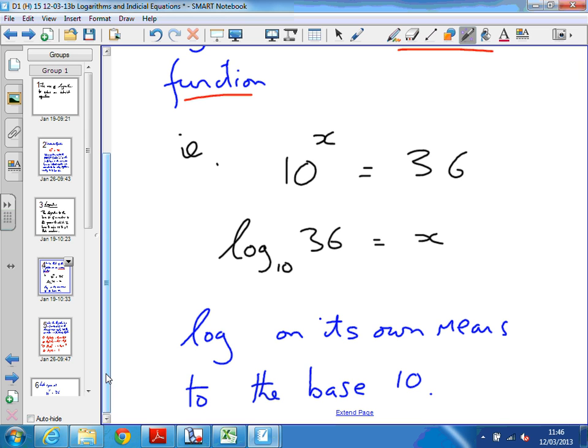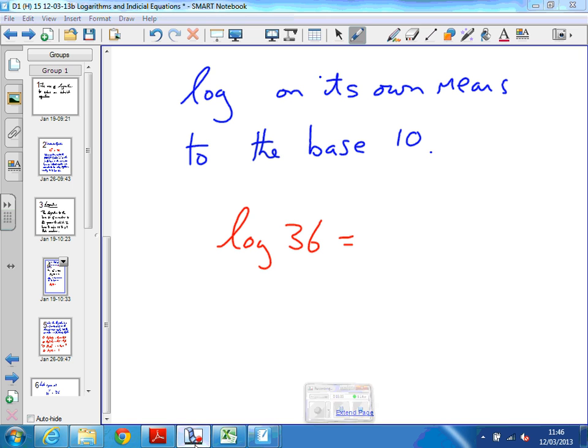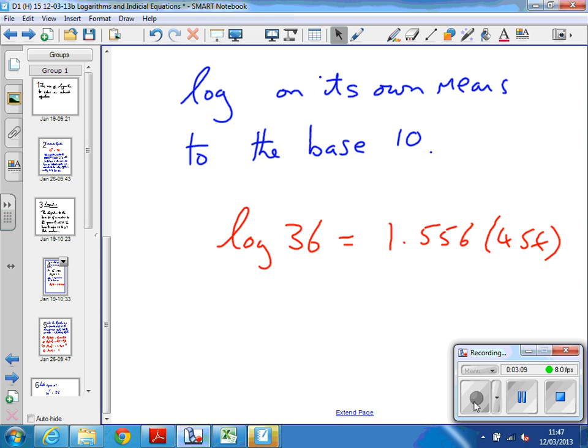Because logarithm is usually to the base 10 or often to the base 10 on the calculator, and when we write it down, you often don't bother to write the 10. So log on its own means to the base 10. So if you type into your calculator log of 36, what do you get? Because this x that we've just found, this logarithm rather, is a power of 10, then a small change in the power can mean a big change to the number. So we generally quote it to a reasonable number of significant figures.